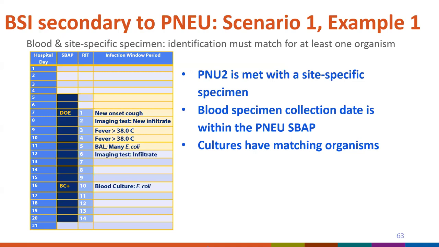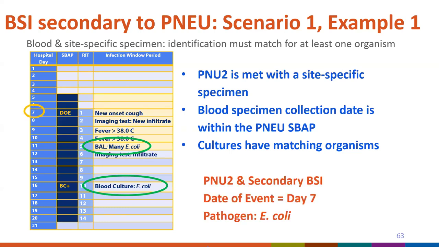Let's start with secondary BSI scenario 1. In this example, NEW2 is met with E. coli identified from a BAL specimen. And note that "many" is an acceptable semi-quantitative culture result for meeting NEW2. Additionally, there's a blood specimen collected in the secondary BSI attribution period, or SBAP, with a matching organism to the site-specific specimen used to meet NEW2. NEW2 is met, and the BSI is secondary to NEW.